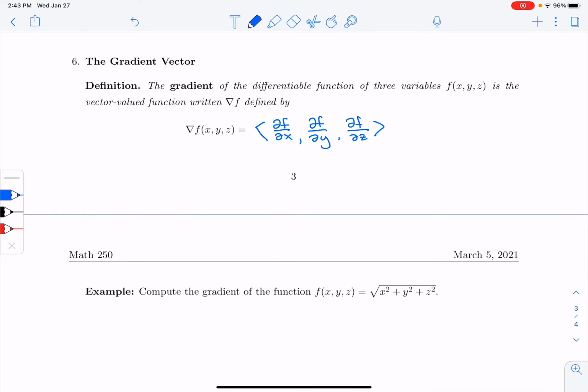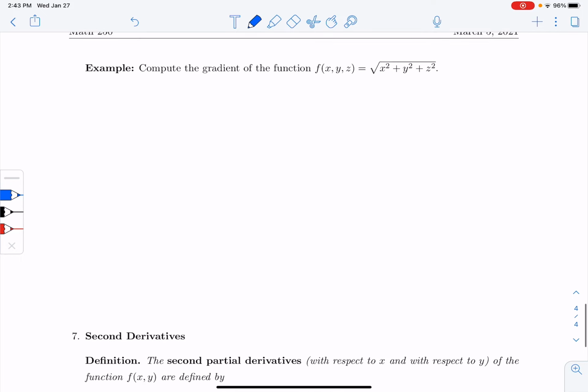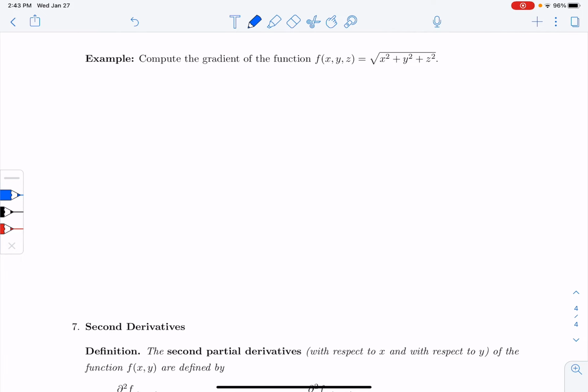So for an example, I would like to compute the gradient of the function f of x, y, z equal to the square root of x squared plus y squared plus z squared. So essentially, this is the distance function. This function gives the distance of the point x, y, z from the origin. We can think about this as being x squared plus y squared plus z squared to the 1/2 power.